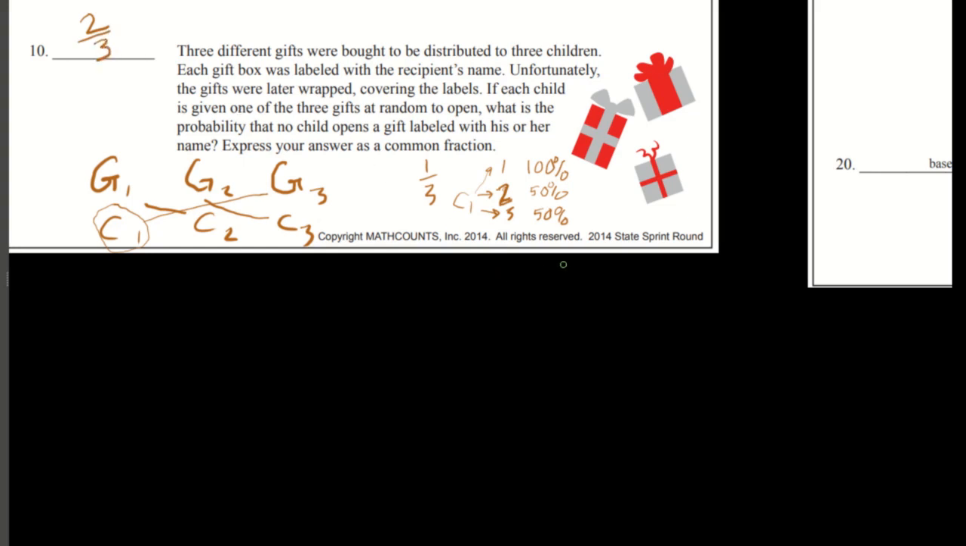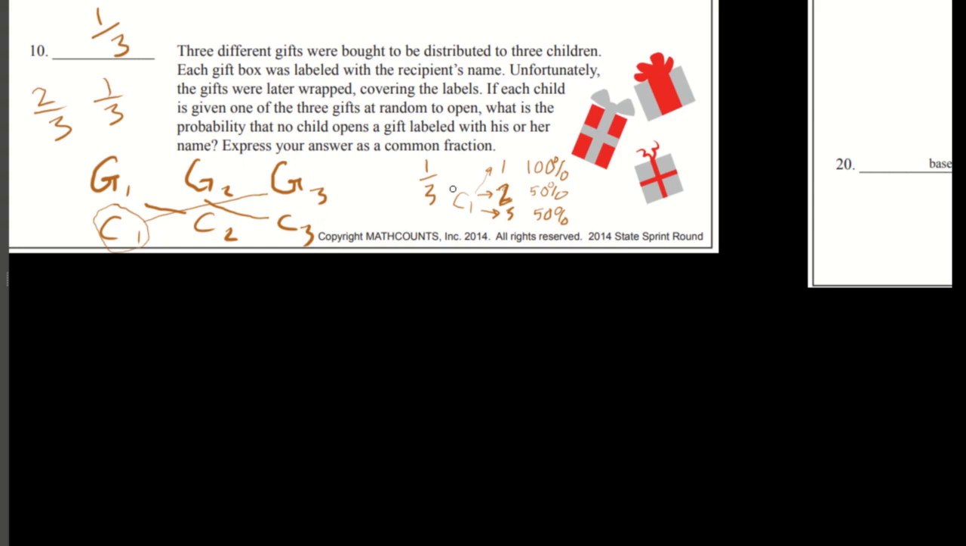2/3. 200% divided by 3 would be 2/3. Wait, well, that's the chance that someone gets their own gift, and we want the opposite of that. So if the probability that someone gets their own gift is 2/3, all the rest of the time is 1/3, and that means no one gets their own gift 1/3 of the time.